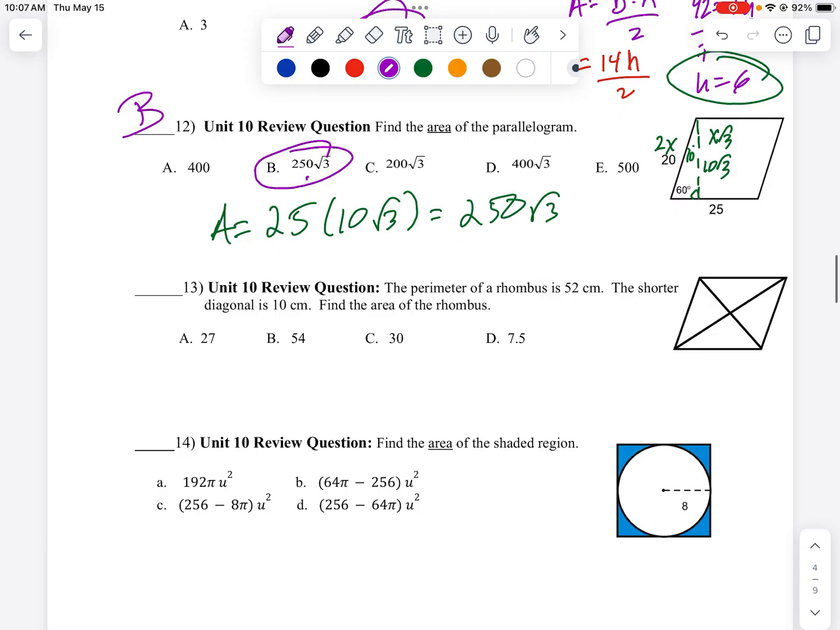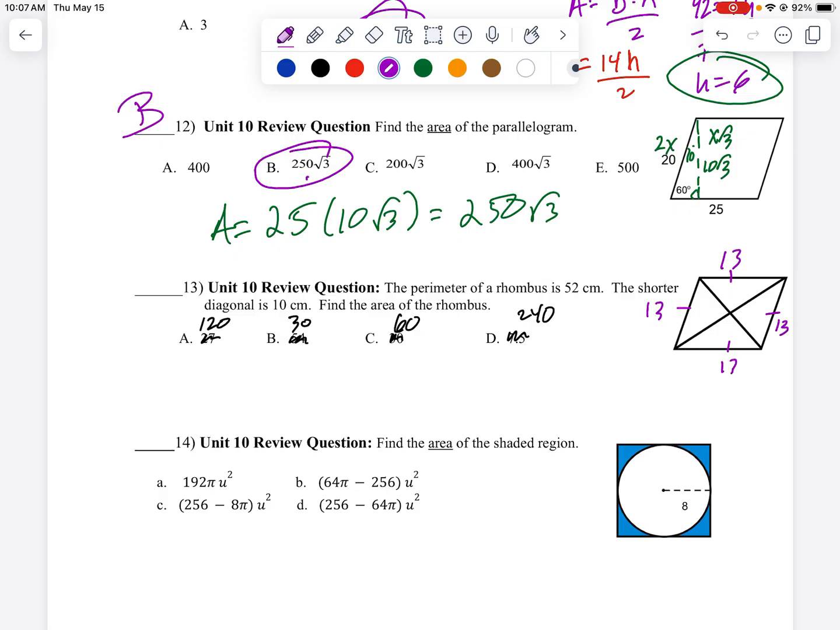All right, 13. My answers are different for 13, but the answer in general should be the same. So this, let me just make that change. This is 120. This was 30 on the review packet. This was 60, and this is 240. Okay, so it says the perimeter is 52. On a rhombus, all 4 sides are the same, so that makes each side 13.